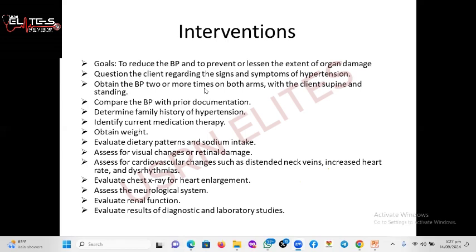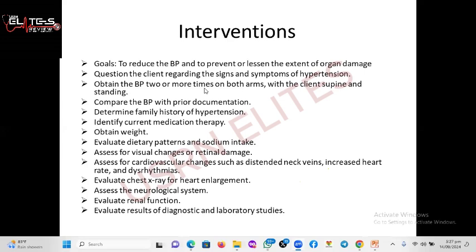You need to educate them on salt intake or sodium. They will need to limit the intake of sodium. You have to assess for other organ damage such as visual changes and retinal damage. You have to look at any form of retinal damage, any form of visual changes with hypertension. You need to report that as much as possible.